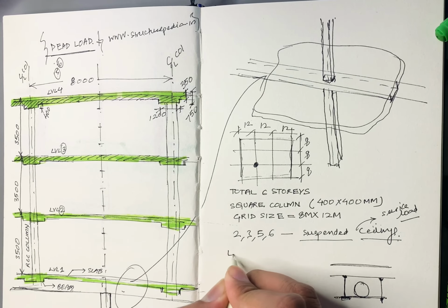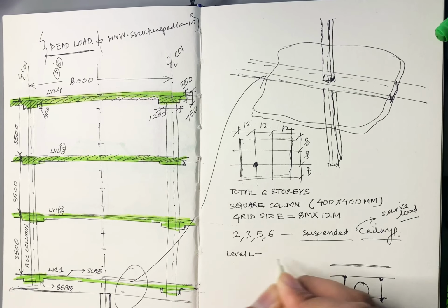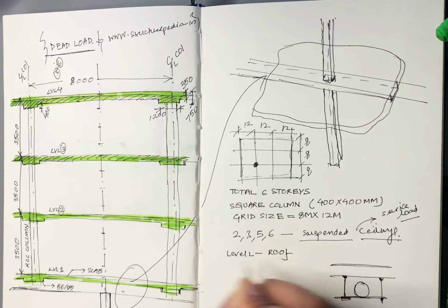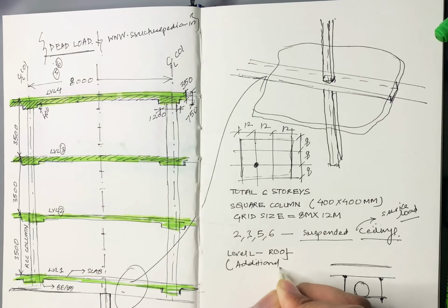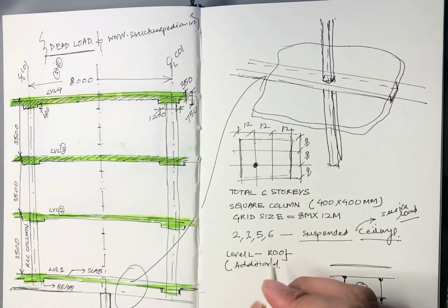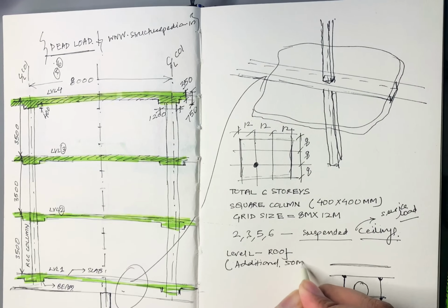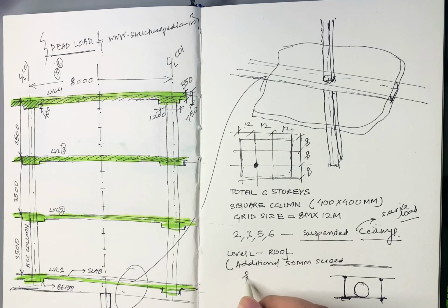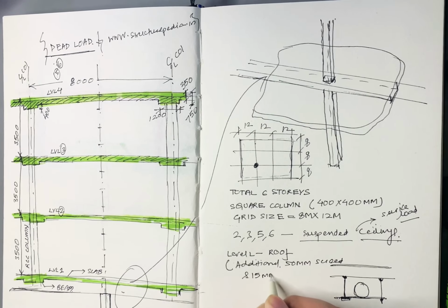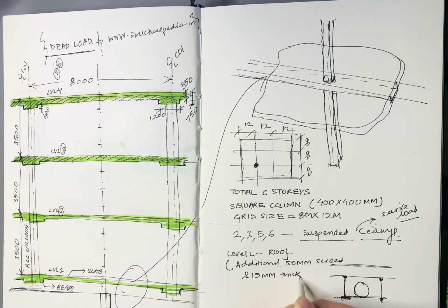So level 7 is roof. So the additional thing is 50 mil screed and 15 mil thick tiles.